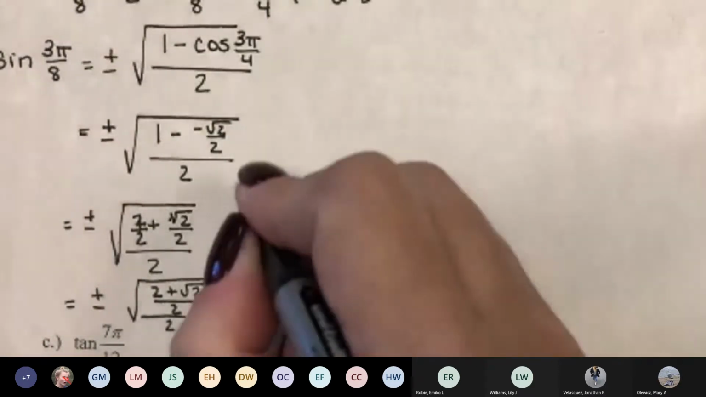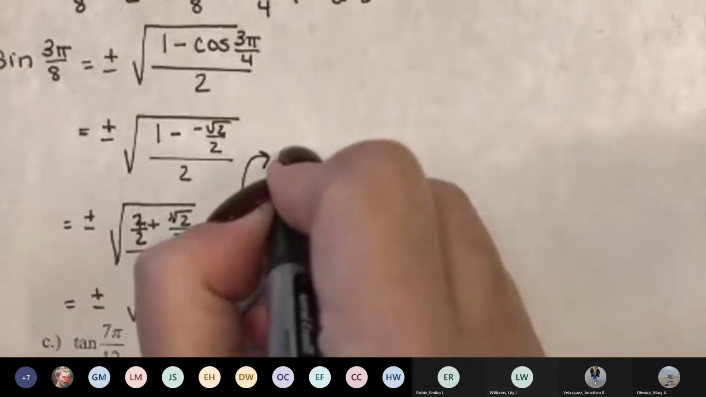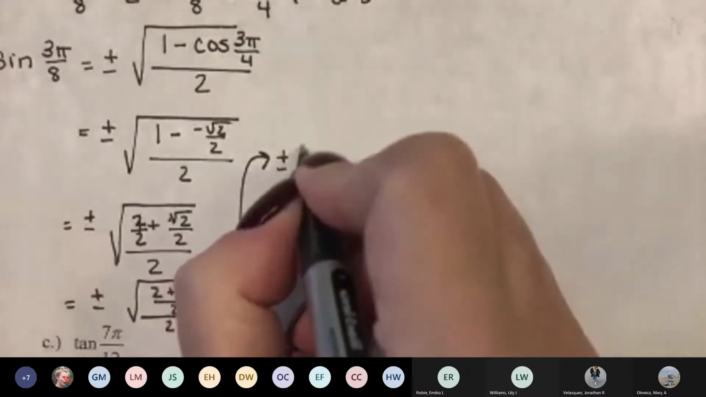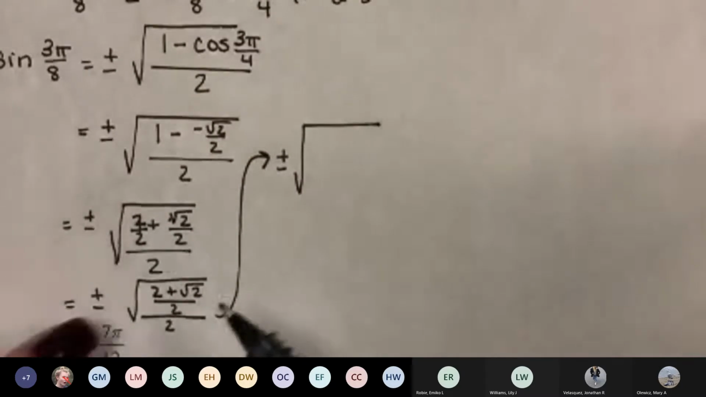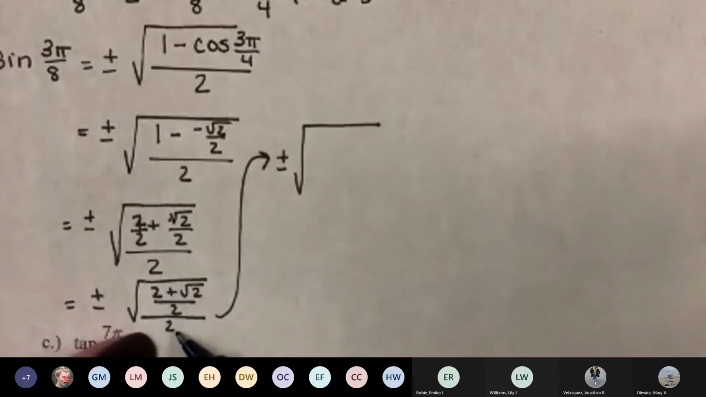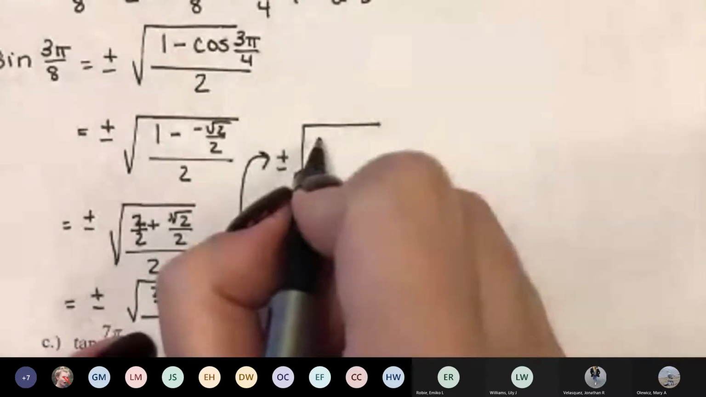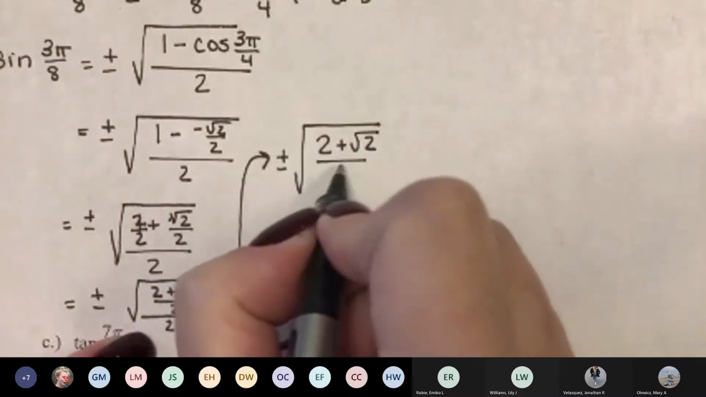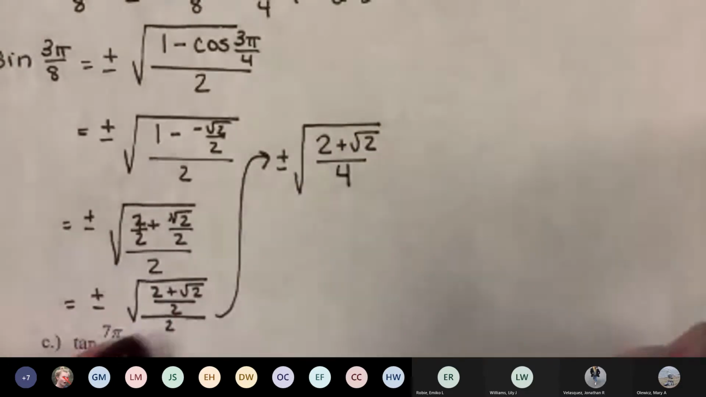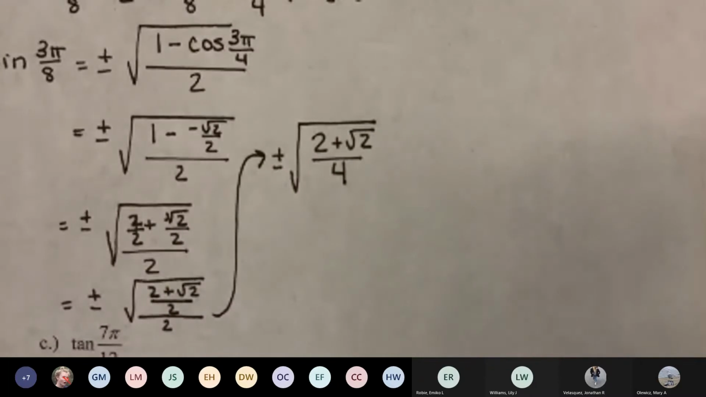Now, before you think that you are never going to fix this, we got one step left. We're at the end now. Here is our final answer, plus or minus square root. Now, the same thing I'm going to say to you all day long. If you take that fraction and you divide it by 2, you double that denominator, so you end up with 2 plus square root of 2 over 4. And that is your final answer.